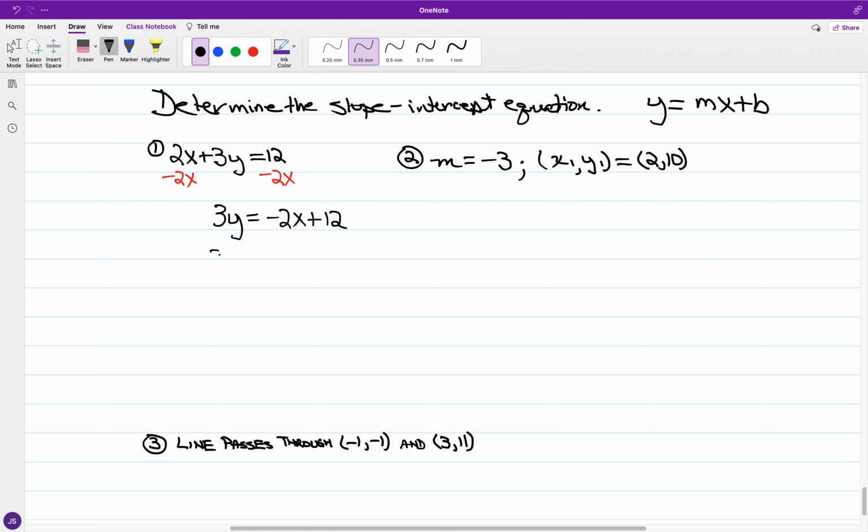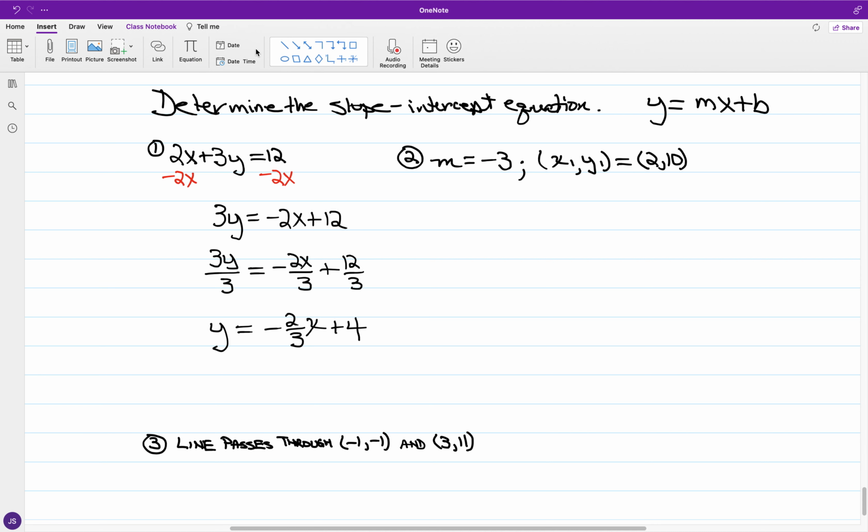And then writing in terms of y, if we divide everything out by 3, arriving at the slope-intercept equation, the left-hand side is going to be y, and we have is equal to, your m value is going to be the fraction -2/3. So we got y is equal to -2/3 of x, and for the b value, we have 12/3, and that reduces to 4.